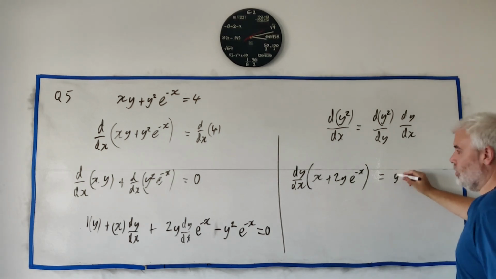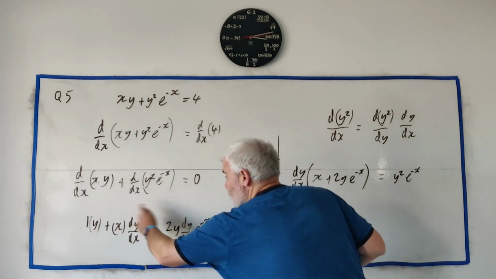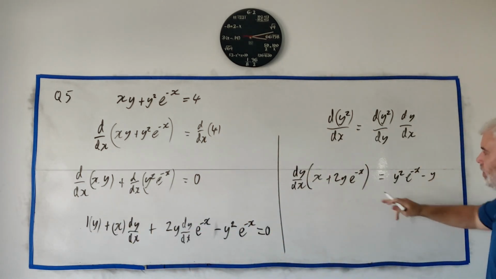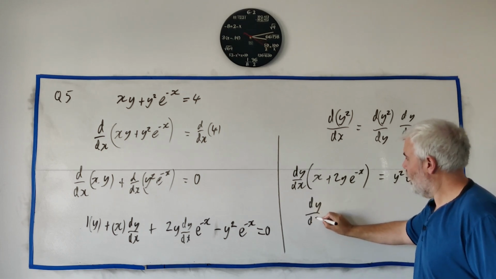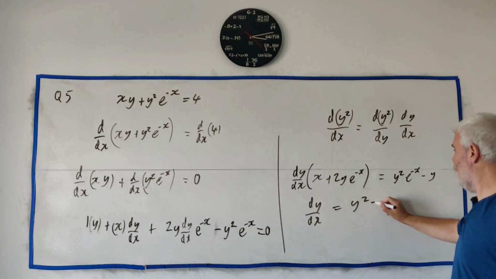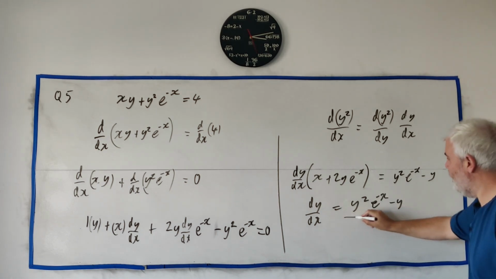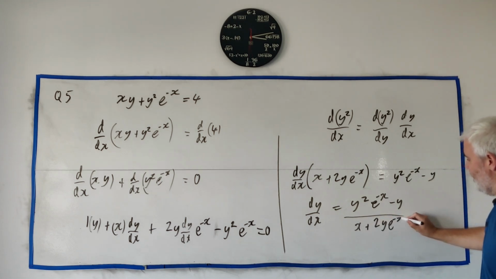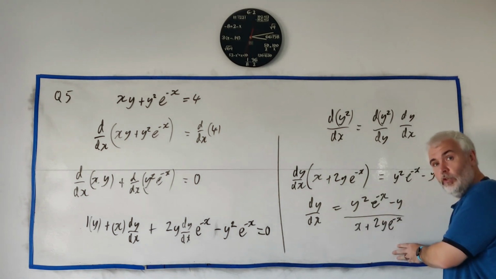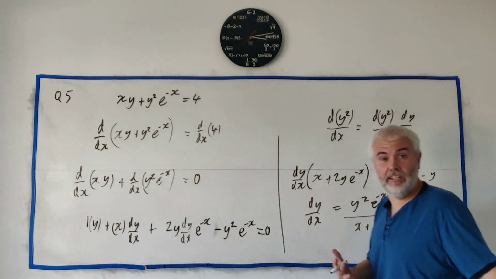This becomes y squared e to the minus x, this term here. And this one becomes minus y. Let's divide both sides by that and we get dy/dx on its own. dy/dx is equal to y squared e to the minus x minus y, divided by x plus 2y e to the minus x. We're done. We just want to double check that's what they wanted us to find. And unfortunately it's not. It's not quite.